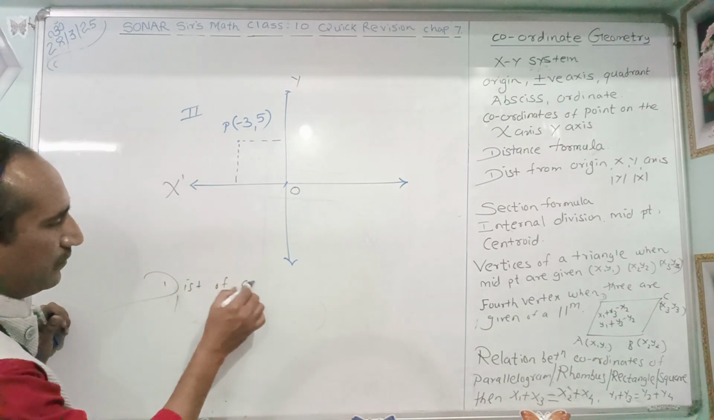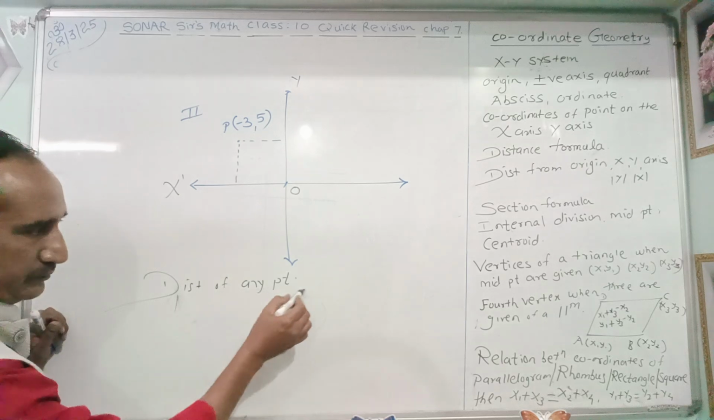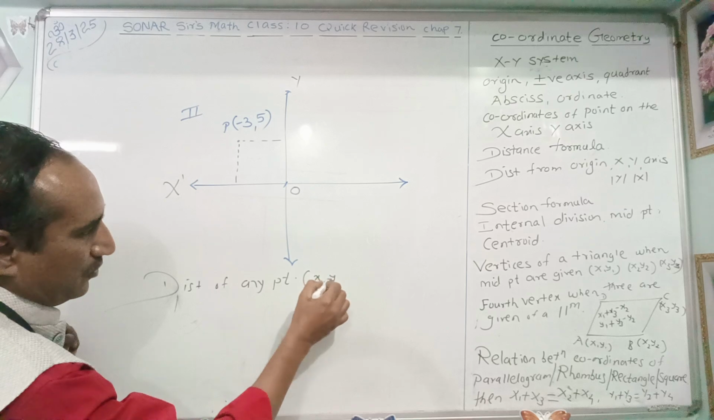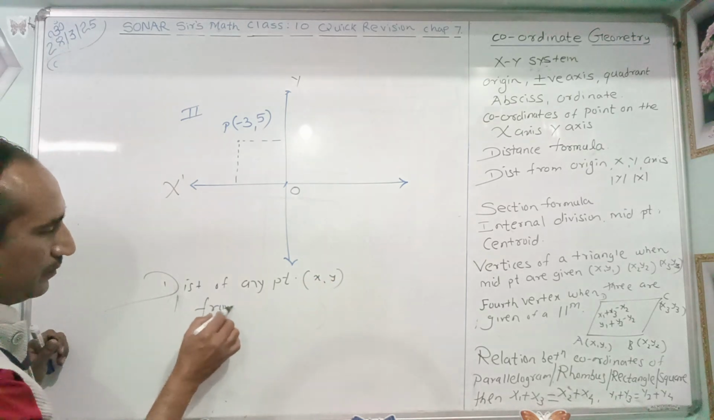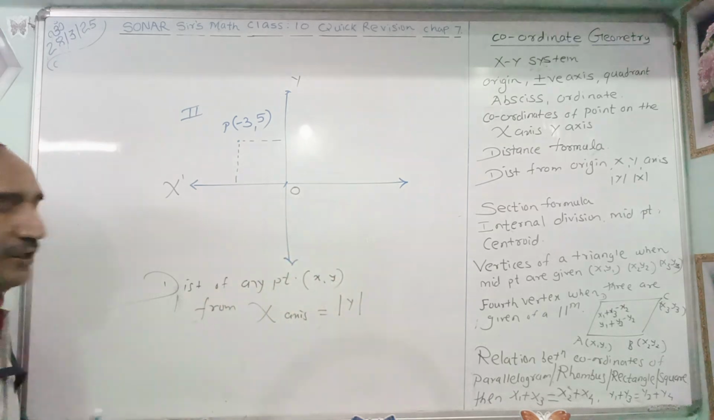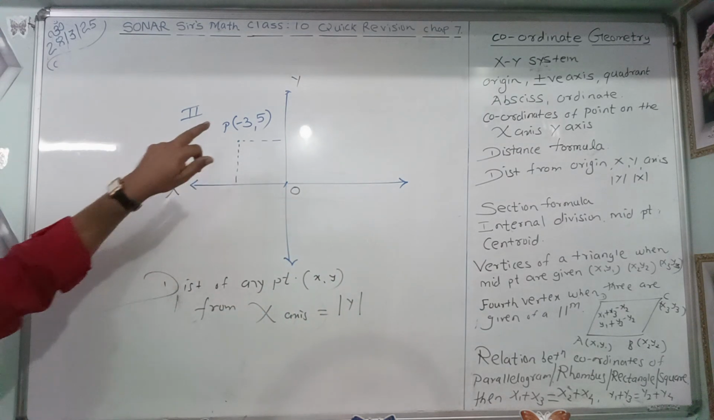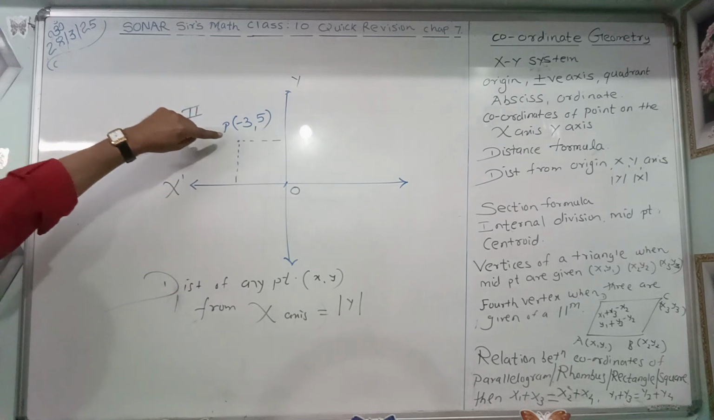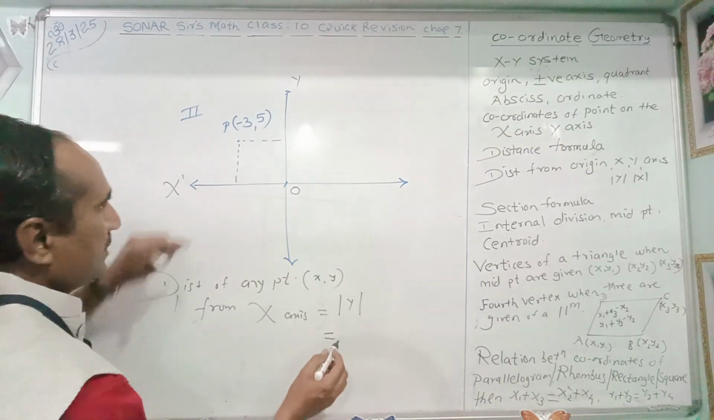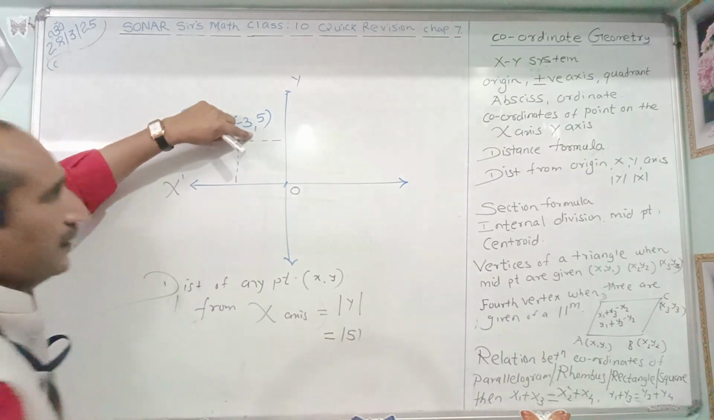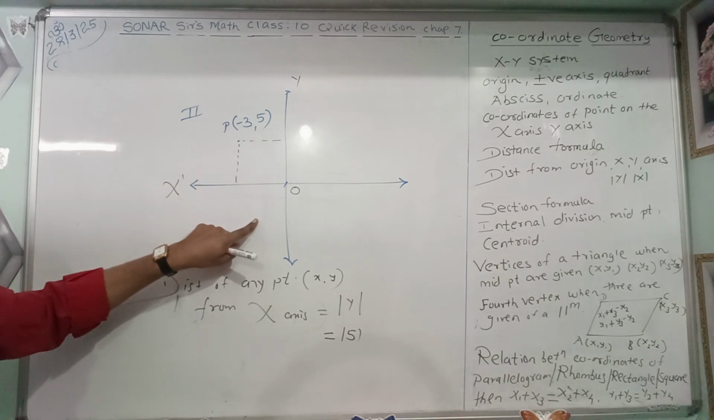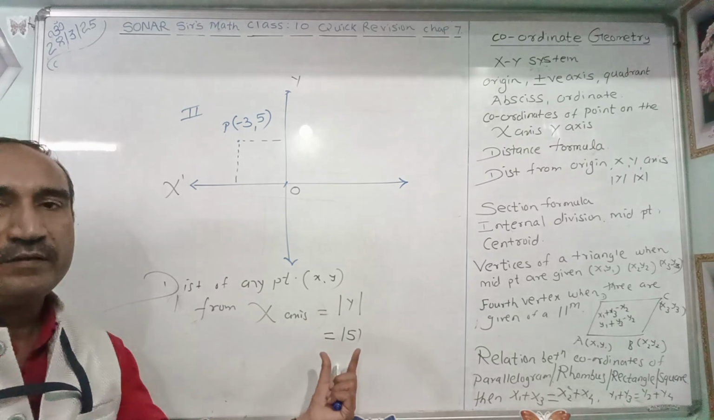The distance of any point, suppose this is (a, b), so we write it as (x, y), from the x-axis is the mod of the y coordinate of the particular point whose distance we have to find. If we are looking for the distance of point P from the x-axis, then its distance is mod of 5. It is in the second quadrant. If it is in the third quadrant, then minus 5 will be there. Distance can never be negative. That's why this mod value is used.